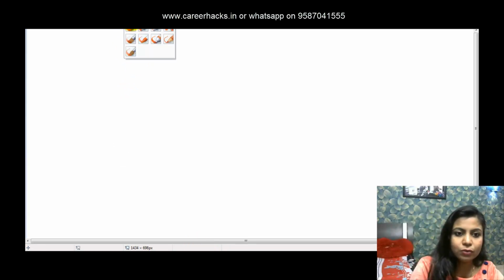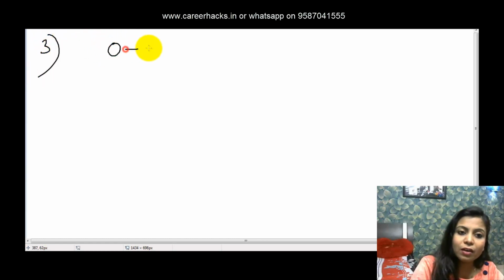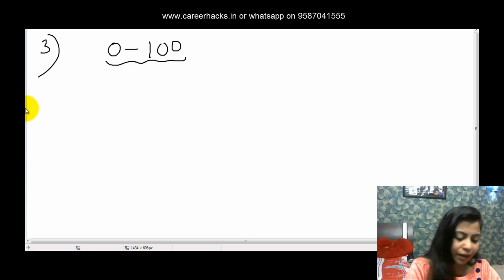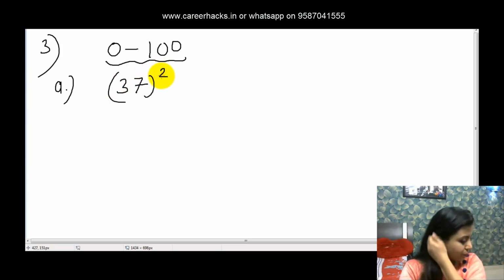Now I am going to tell you a very important trick, the third one. In this trick you can find the square of any number from 0 to 100. Yes, any number. So let's take a random number, that is 37. Suppose we have to find the square of 37.